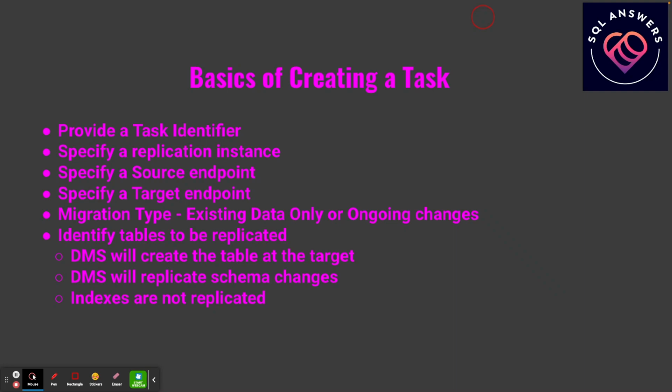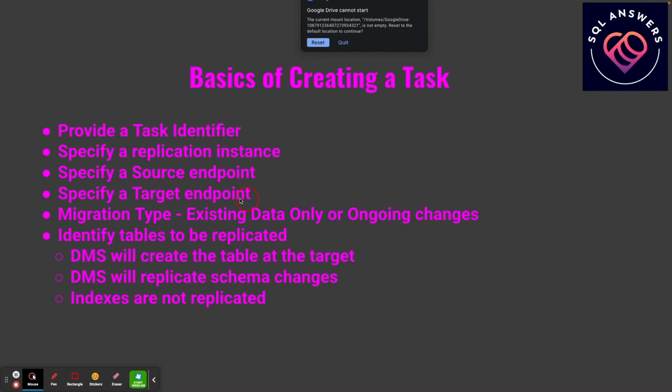And then you need to specify a source endpoint. Again, that's basically just going to be what is the IP address of the source server, and provide the credentials to access. And again, make sure that whatever user you're providing has the necessary access to be able to pull that data from the source. And then you're going to do the same thing for the target. You're going to specify a target endpoint, again, IP address, and then credentials. And in this case, the credentials are going to need to be able to create tables and also insert and update and delete from those tables.